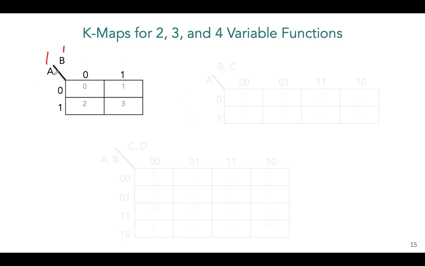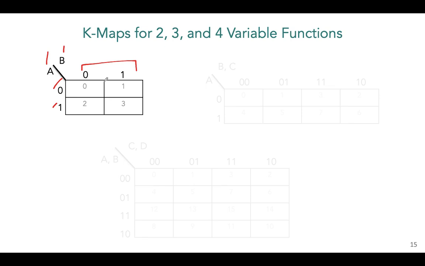Now, these are Boolean functions, so Boolean variables. So both of them can have either a value of 0 or a value of 1, right? So here we have 0 and 1, which are the 2 possible values for the variable A. And similarly, here we have 0 and 1, which are again 2 possible values for the variable B. Now, since A can be either 0 or 1, and B can be either 0 or 1, the resultant map looks something like this.